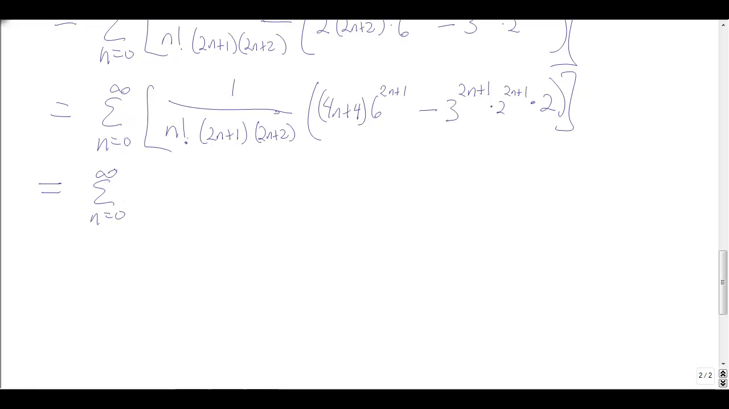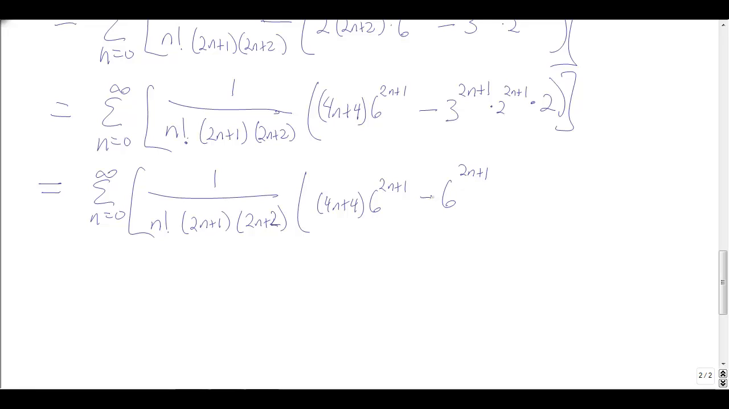It'll finish here eventually. I get 1 over n factorial, 2n plus 1, 2n plus 2. And now what I can do, I have my 4n plus 4 times 6 to the 2n plus 1. I'm going to leave that. It's a rule of exponents. When I have the same exponent, I can multiply the bases. So this is 6 times 2 to the 2n plus 1, and then I have the times 2.